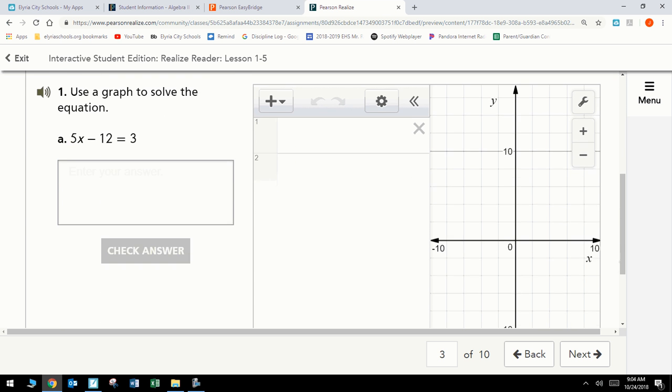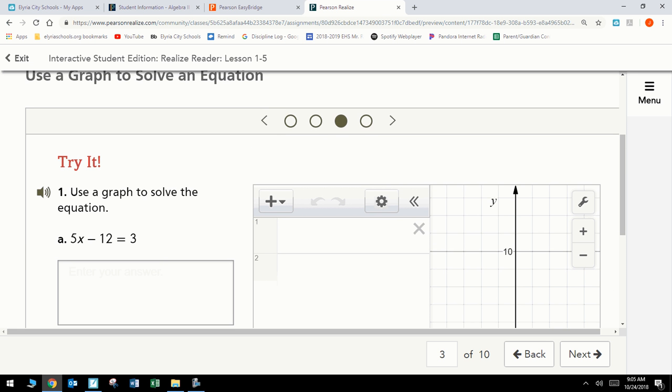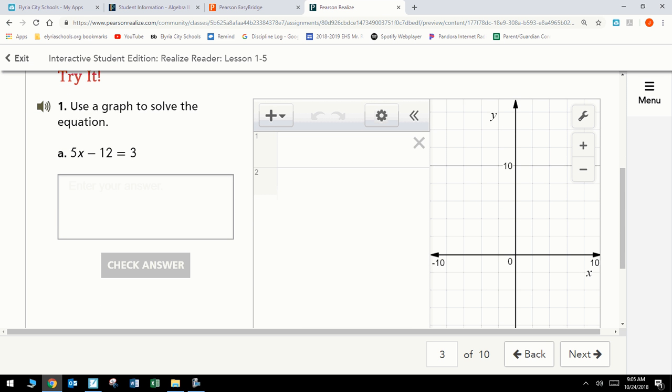Okay, so on the next slide, what's that? That is, we're still on 3 of 10, but we're on the third part. So it says, try it. Use a graph to solve the equation. So I want you guys to use this Desmos. What are you going to type in there? 5x minus 12 equals 3. So if I just typed in 5x minus 12 equals 3, remember what we did in the first 2 problems? We set each side of the equal sign as a graph. So I have 5x minus 12 is one graph, 3 is my other.